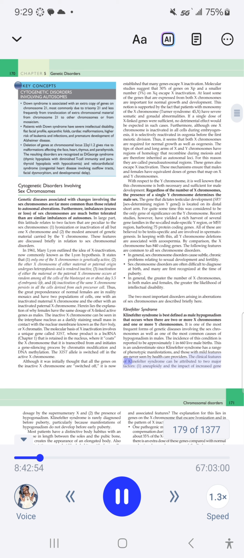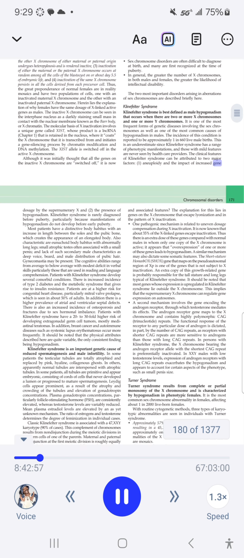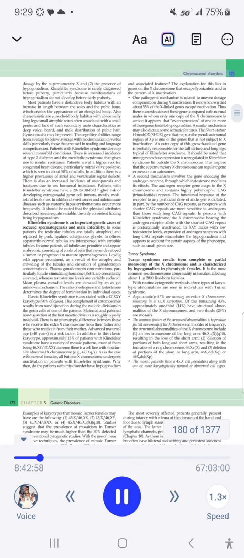The clinical features of Klinefelter syndrome can be attributed to two major factors: one, aneuploidy, and the impact of increased gene dosage by the supernumerary X, and two, the presence of hypogonadism. Klinefelter syndrome is rarely diagnosed before puberty, particularly because manifestations of hypogonadism do not develop before early puberty. Most patients have a distinctive body habitus with an increase in length between the soles and the pubic bone, which creates the appearance of an elongated body.